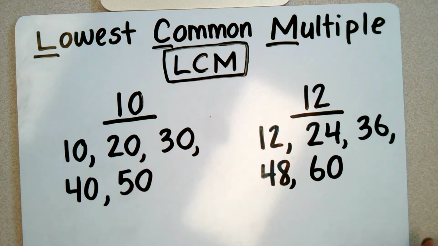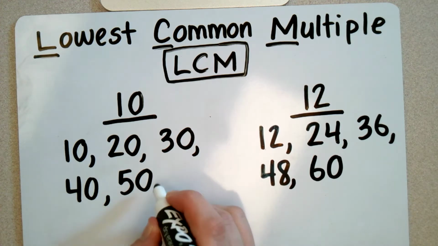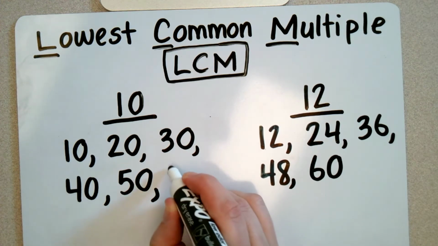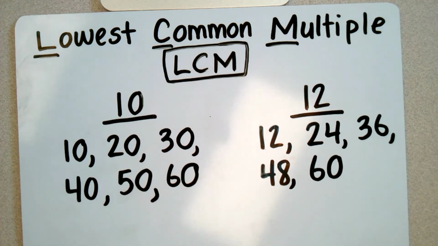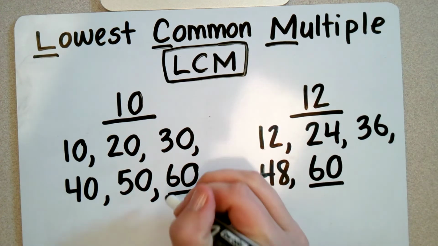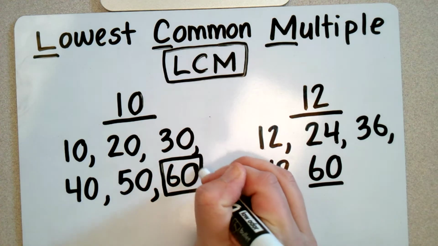Since there are no multiples in common yet, now all I want to do is start adding a few more multiples on both sides to see if I can come up with one that they have in common. So after 50 comes 60. Oh, and now I see that I have a multiple in common, right? The multiple that 10 and 12 have in common is 60.